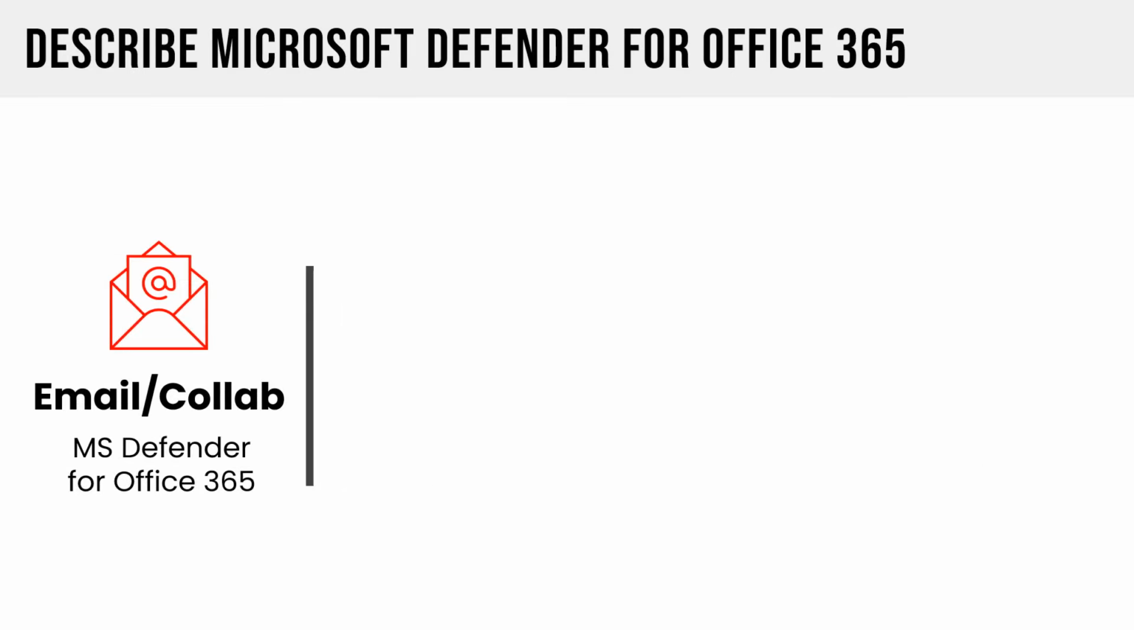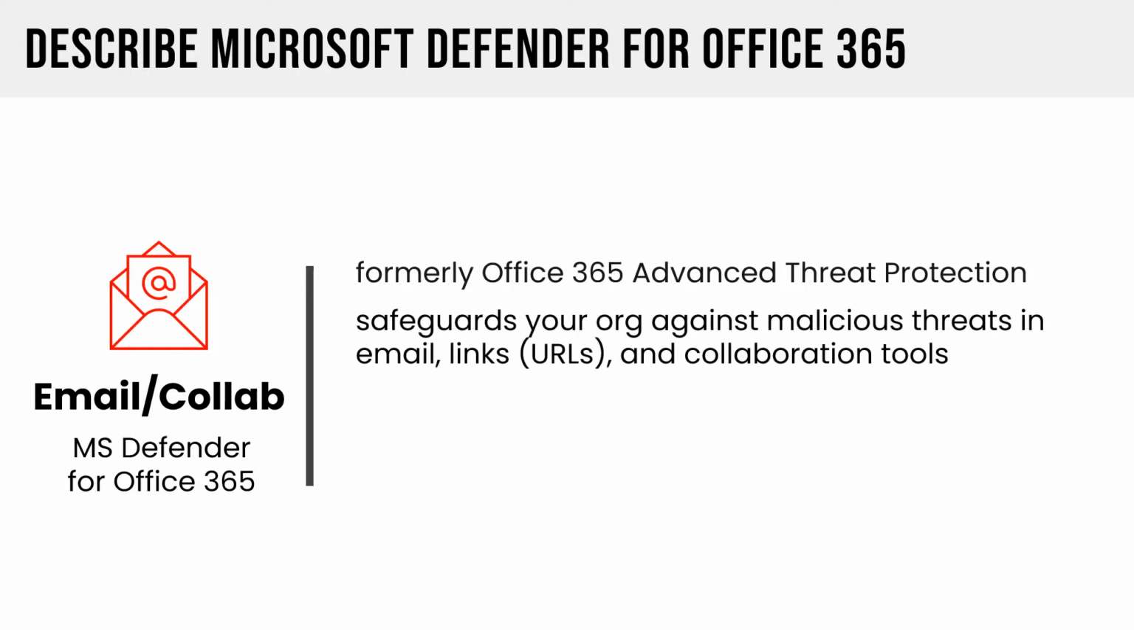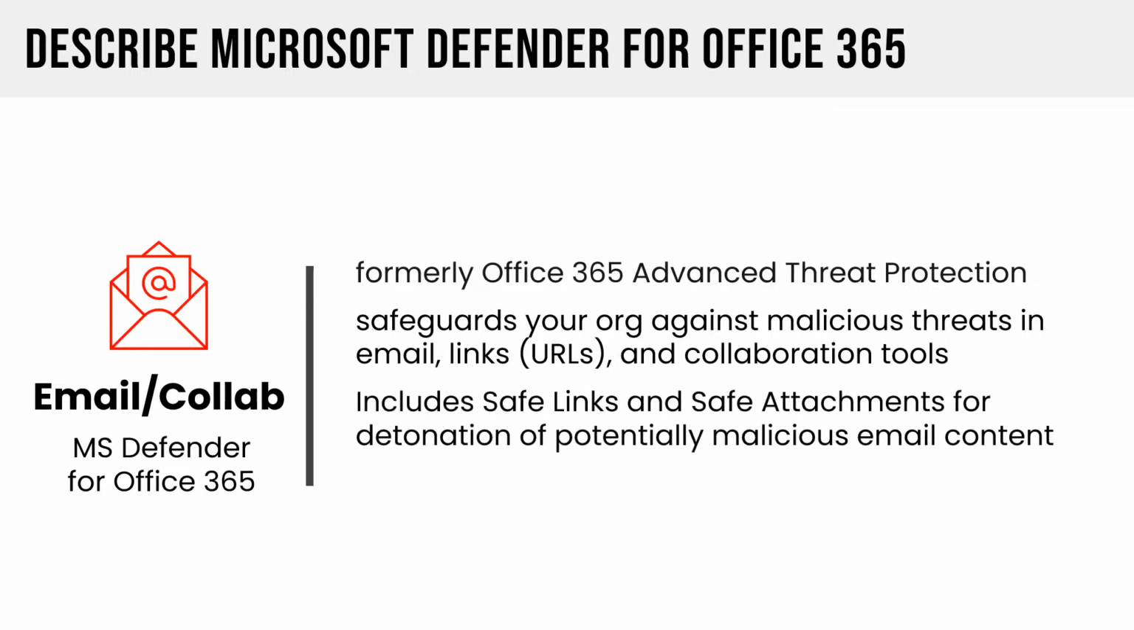So Microsoft Defender for Office 365. This used to be called Office 365 Advanced Threat Protection. Office 365 ATP was the common acronym we saw. This protects your org against email-based threats, URL, and collaboration threats. So it includes a feature called Safe Links and one called Safe Attachments that will basically take the links in emails or Office documents, and it will rewrite those links so they can be redirected to a detonation chamber to ensure that they are not malicious, and attachments can be examined in that same detonation chamber.